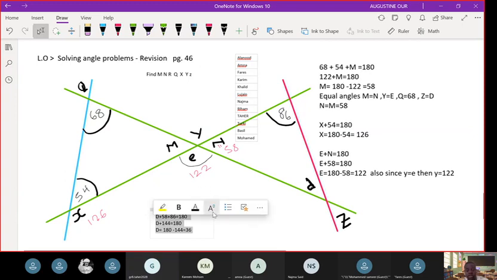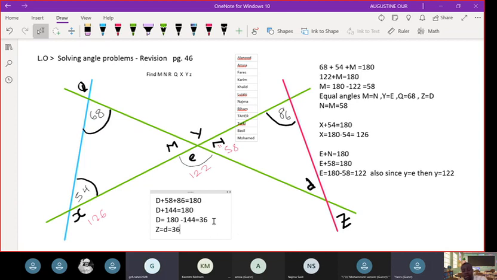I should make it a little bit bigger. So what is Z? Like D. Yes, so Z is equal to D, which is equal to 36. Easy lesson, huh? But if I give you the question, can you do it? If I bring this question, can you do it? If I tell you to find D in the exam, can you do it? Yes.